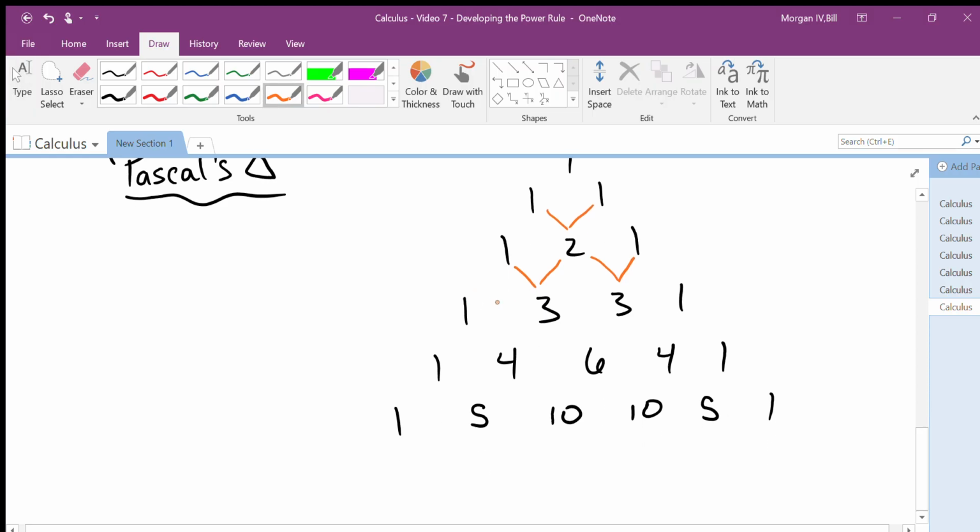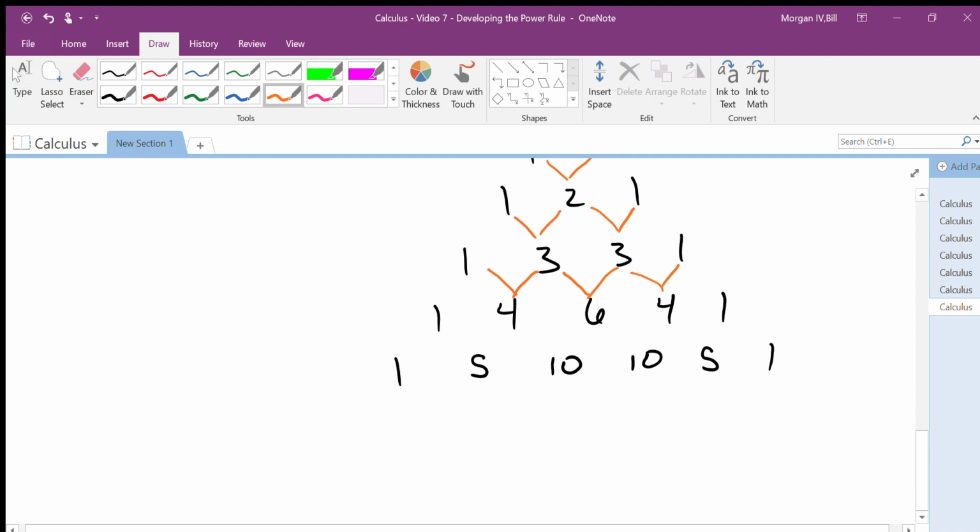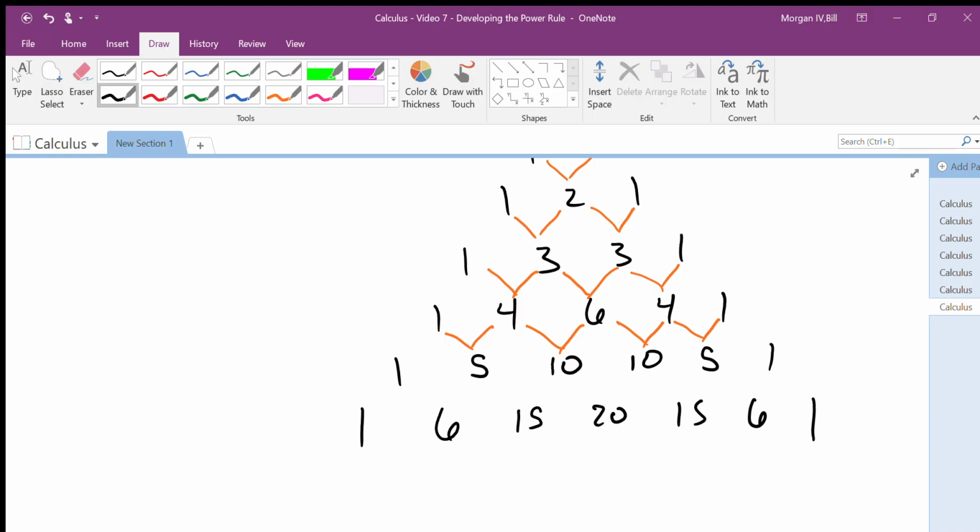1's along the outside. 1 plus 3 is 4. 3 plus 3 is 6. 3 plus 1 is 4. 1's along the outside for this fifth row here. 1 plus 4 is 5. 4 plus 6 is 10. 6 plus 4 is 10. 4 plus 1 is 5. What would the next row be? Well, you'd have 1's on the outsides. 1 plus 5 is 6. 5 plus 10, 15. 10 plus 10, 20. 10 plus 5, 15. 5 plus 1, 6. And you see the pattern. If I just pick some rows out, 1, 4, 6, 4, 1. 1, 5, 10, 10, 5, 1. 1, 6, 15, 20, 15, 6, 1.